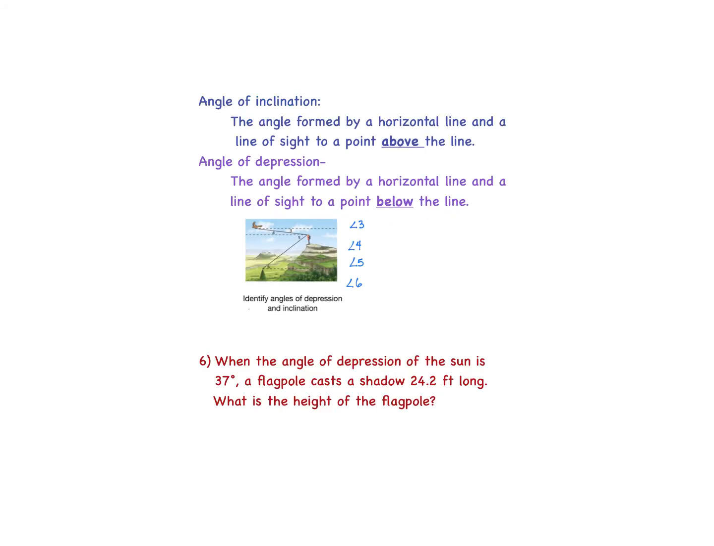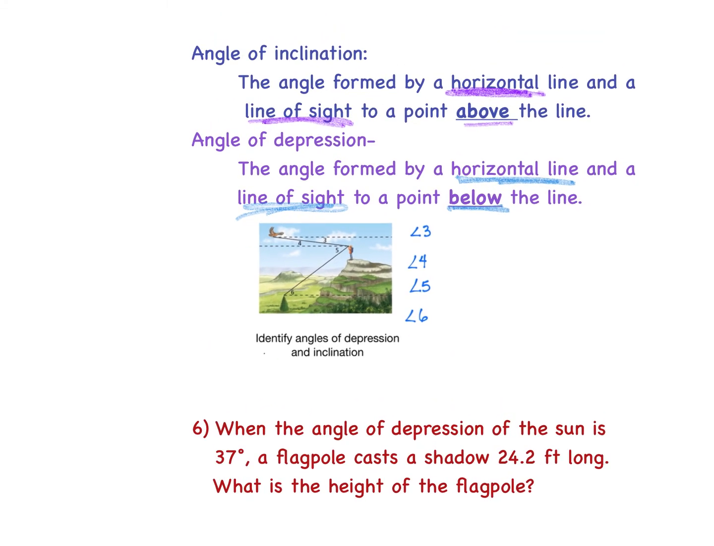I also want to talk about a few more things, especially since we're dealing with angles. I want to talk about the angle of inclination and the angle of depression. So an angle of inclination is the angle formed by, and these are important words, a horizontal line and the line of sight to a point above the line. And the angle of depression is formed by a horizontal line and a line of sight to a point below the line.